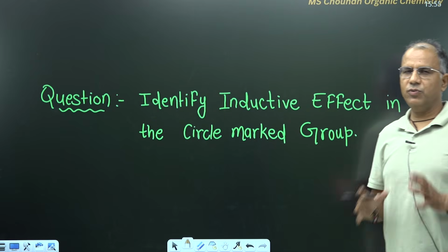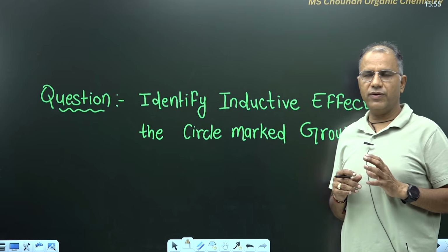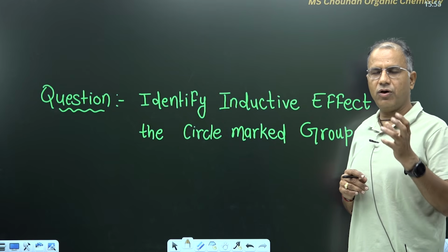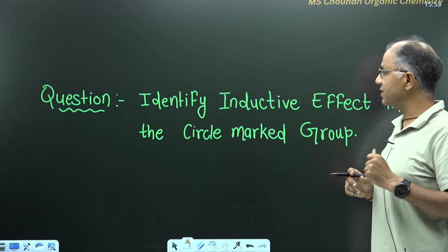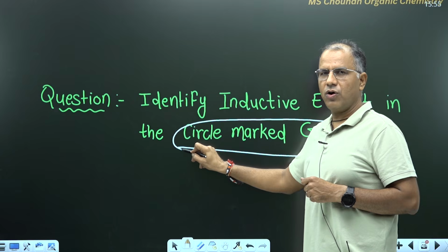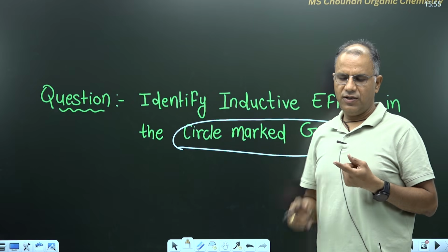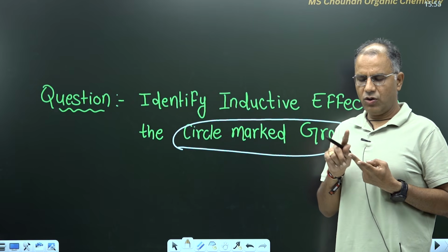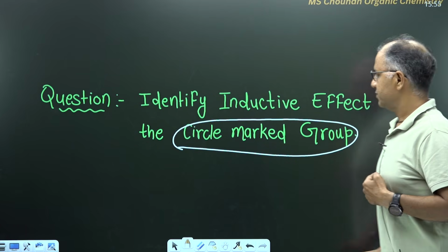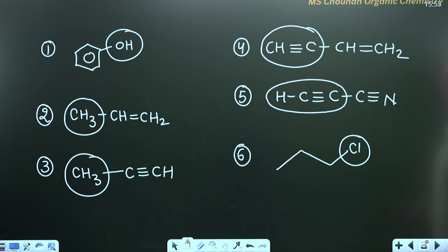Now let's try some questions. I will give you some examples and you have to identify whether inductive effect is operating as plus I or minus I. Which group do you have to identify? You have to identify the circle marked group. The circle marked group is plus I effect or minus I effect. You have 3 options: whether the circle marked group is plus I, or it is minus I, or the third one is it is not showing inductive effect. Write this example and write the inductive effect of the circled groups.